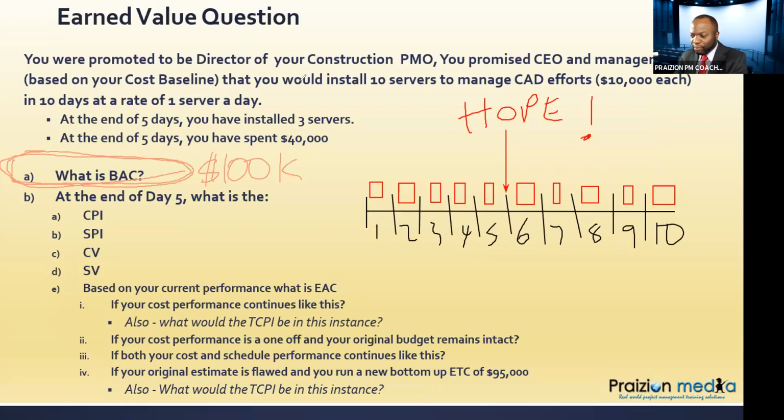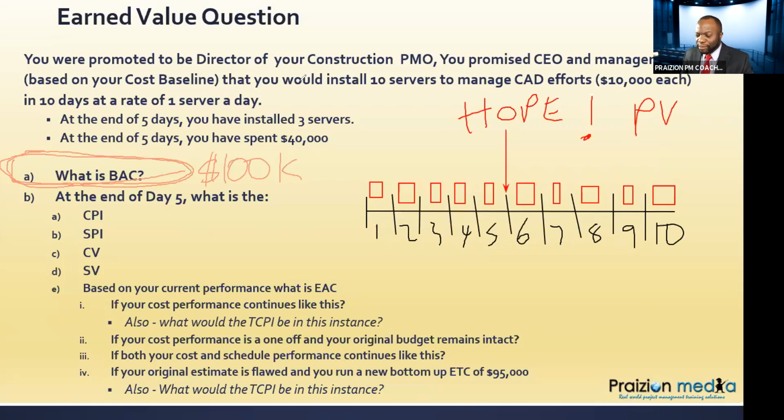Plan value is a hope. It's a plan. That's why it's called plan value. You're planning out how it's meant to look. But earned value is reality. EV is reality. So this is not reality. This is our plan.